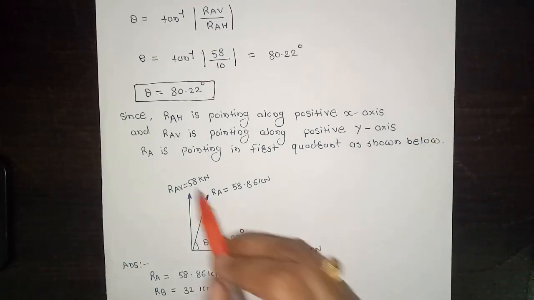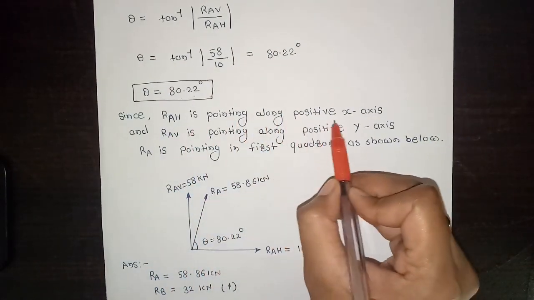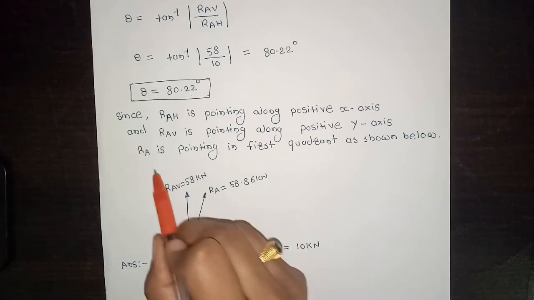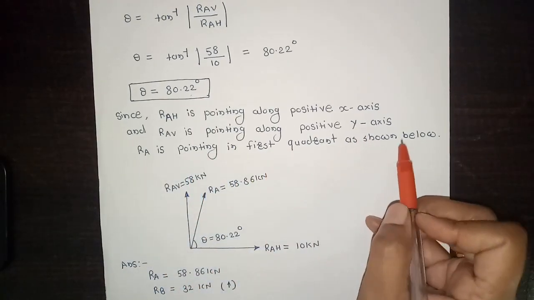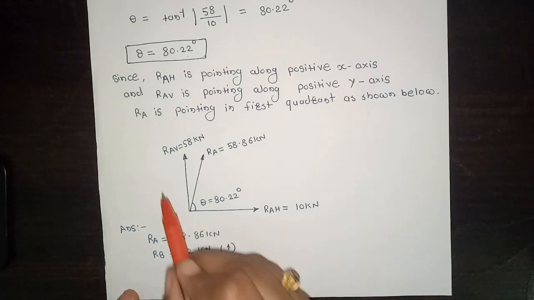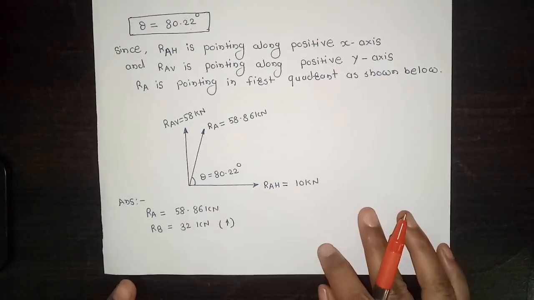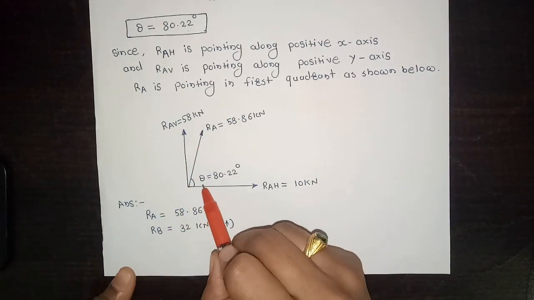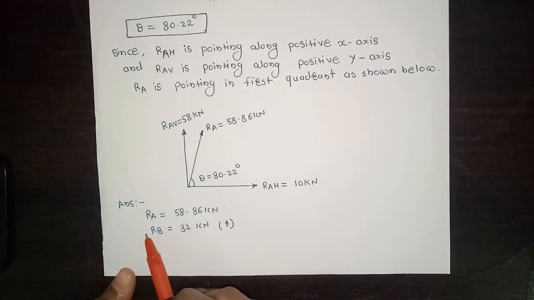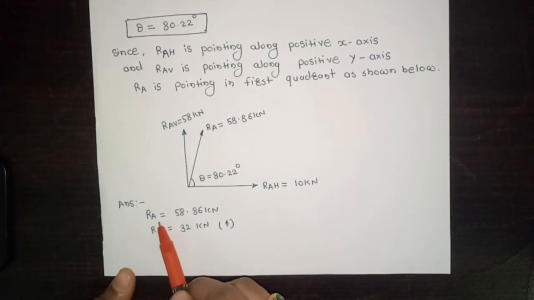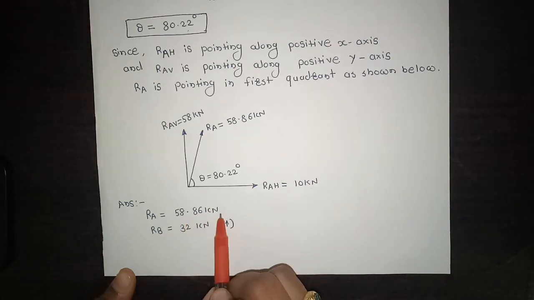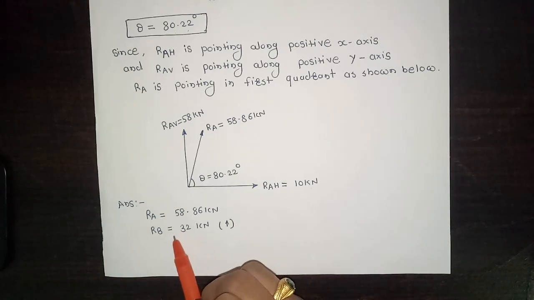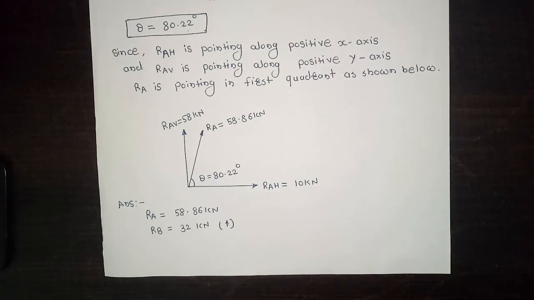Then since RAH is pointing along positive x-axis and RAV is pointing along positive y-axis, RA is pointing in the first quadrant as shown below. See here, this is the first quadrant, RAH positive, RAV positive, then theta is equal to 80.22 degree. So answer: reaction at support A is 58.86 kilonewton and reaction at support B is equal to 32 kN. Okay, thank you.